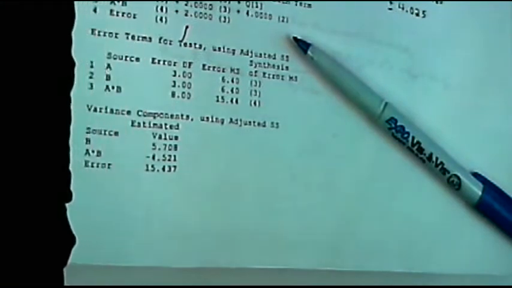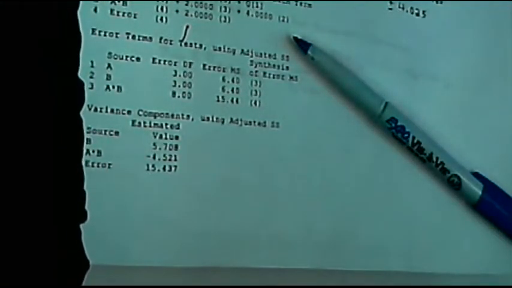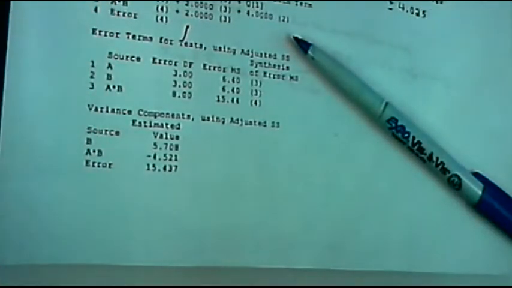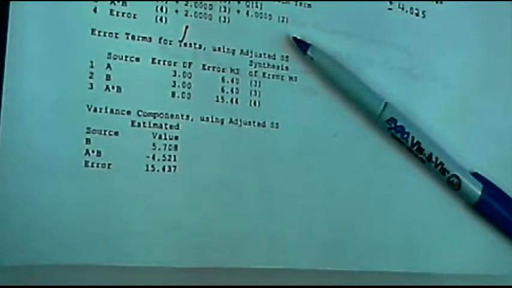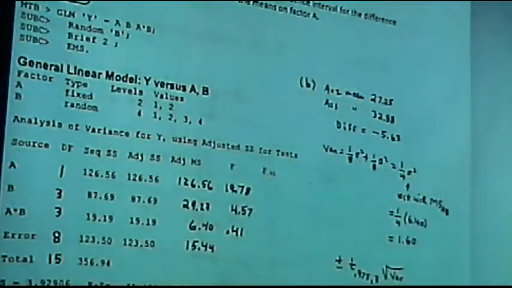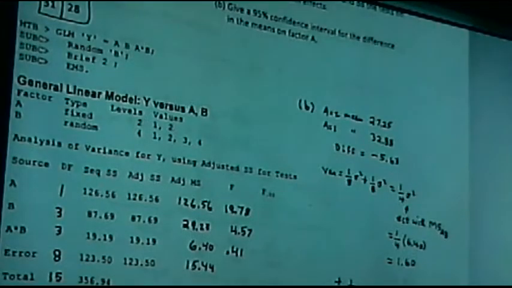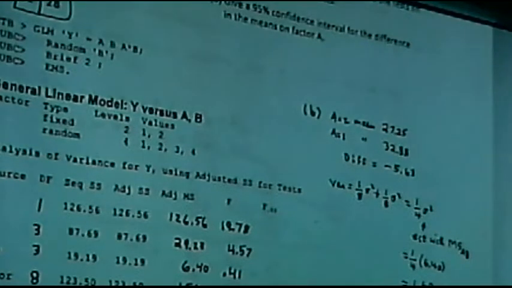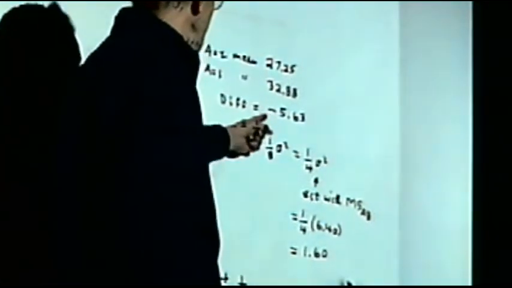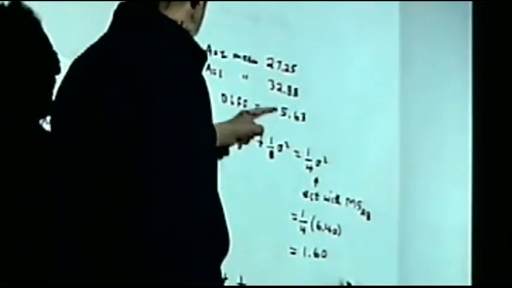Is there anything else I can say about that ANOVA table? Okay, so far, well, let's go on to part B of the question, which says, give a 95% confidence interval for the difference of means on factor A. So here's my scratching over here in the margin, and I think it's pretty straightforward. I get the mean when A is 2, the mean when A is 1. I take the difference, and I get here. So there's the estimate, the difference.